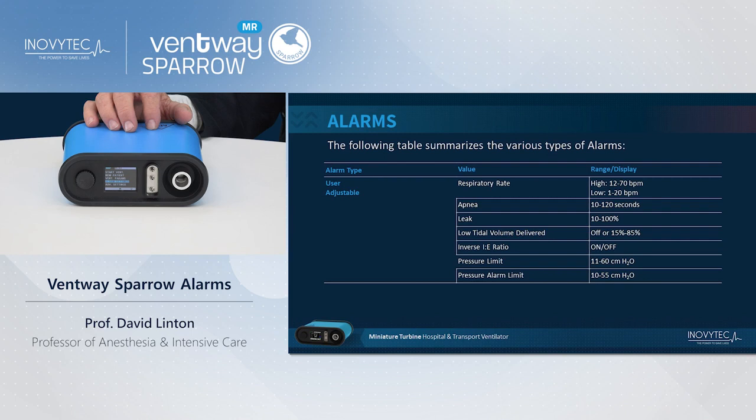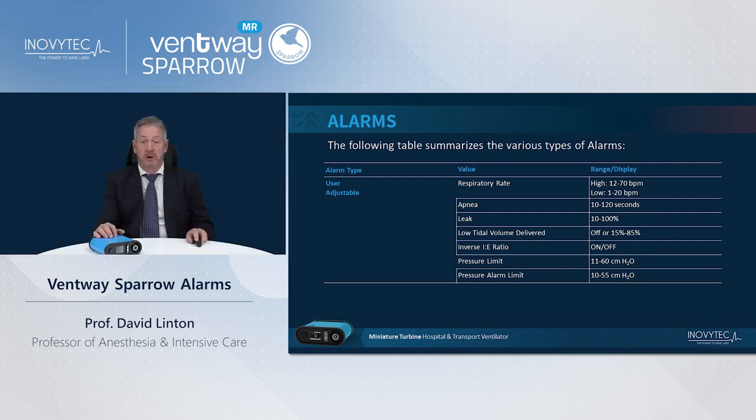The user adjustable limits for the alarms are given on this slide, which show you that the respiratory rate can be set between 12 and 70 breaths per minute, or 1 to 20 low level. And obviously this will vary from the patient that you have, and you may want to change it from the pre-selected default values. The apnea time can be between 10 seconds and 120 seconds. I usually select myself 20 seconds.